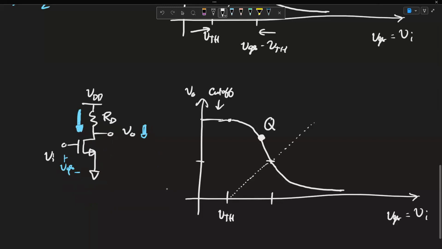And this choice is important, no? Again, between points A, B, and C, which one has the highest gain?